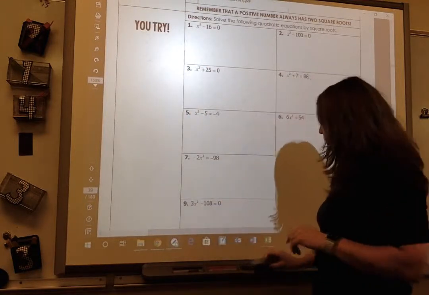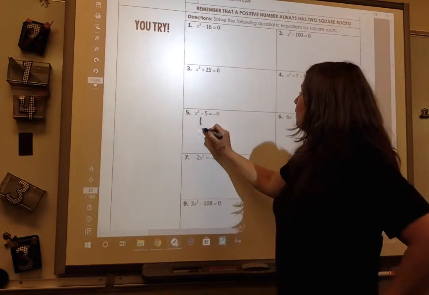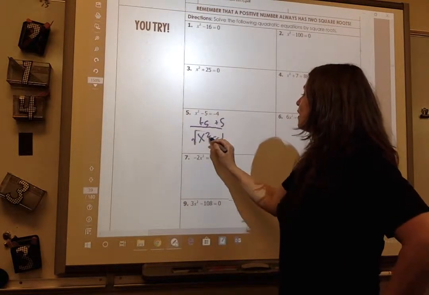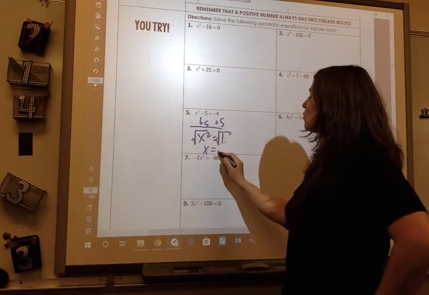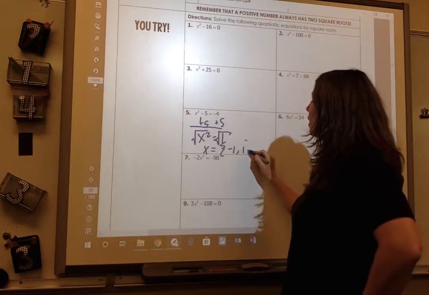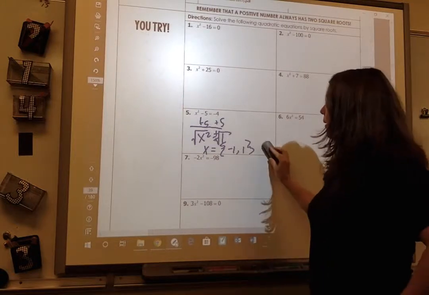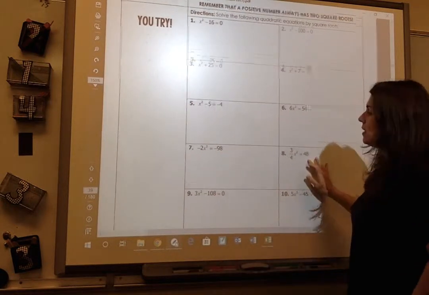All right, let's look at number 5. I'm going to add 5 to both sides. I get x squared equals 1, and then I take the square root, and x equals negative 1 and positive 1. It's plus or minus the square root of 1. All right, let's take a look at number 7.